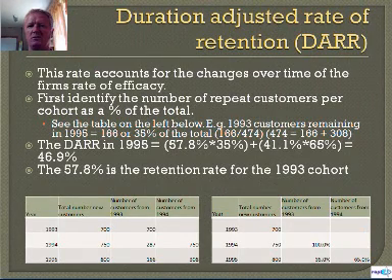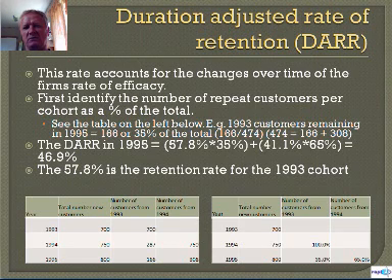Right, so now on to probably the most important ratio within the whole CRM environment, and that's the duration adjusted rate of retention. This rate accounts for the changes over time of the firm's rate of efficacy. So we first identify the number of repeat customers per cohort as a percentage of the total. In the table on the left below we can see that from the 1993 cohort there were 166 remaining customers, which is 35% of the total number of customers remaining in the year of 1995. The total number of customers in the year of 95 was 474, which is 166 plus 308.